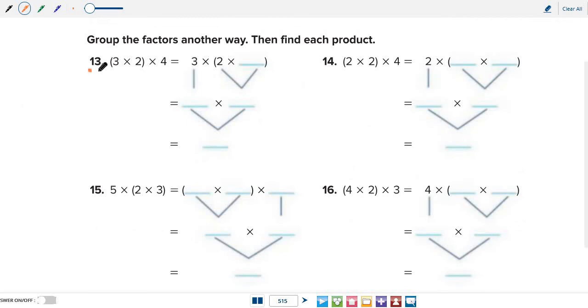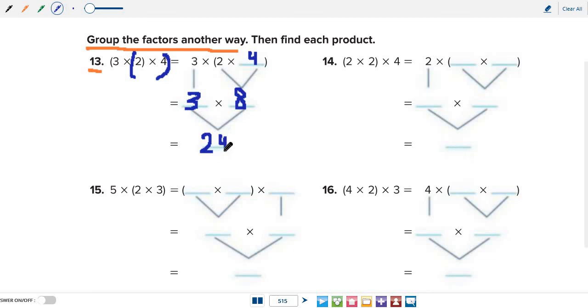Now let's solve question number 13. Group the factors another way, then find each product. Let's see the first one: 3 times 2 times 4. We need to group the factors another way. So we can group 2 and 4 now. Let's see. 2 times 4 equals 8. Now 3 is the same. 3 times 8 equals 24.